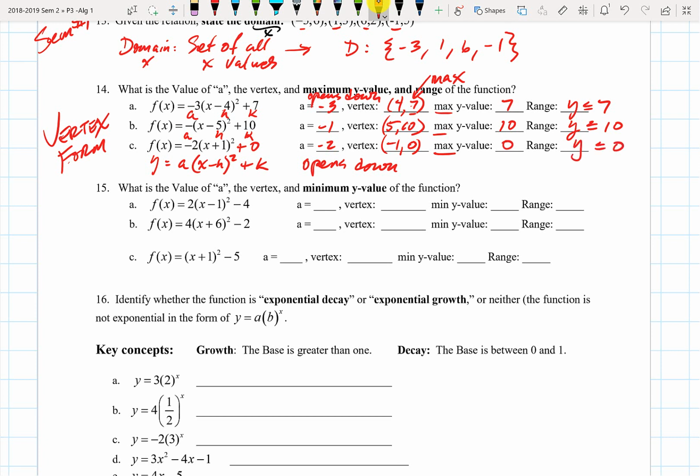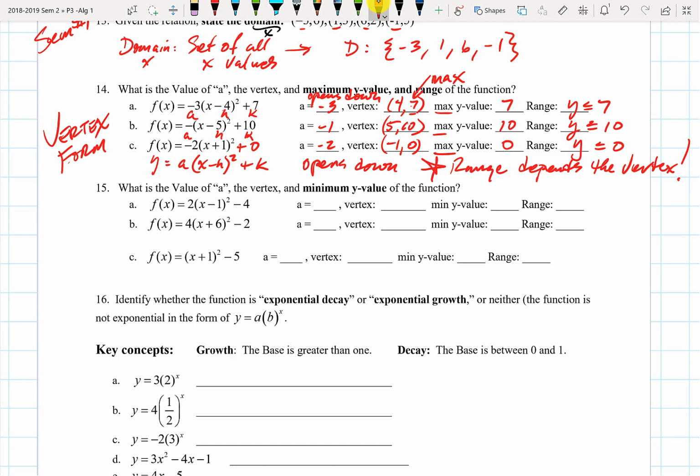Okay, the range depends on your vertex, so you have to identify that first. And if you look at your notes, we wrote that down. In fact, I reviewed that earlier.